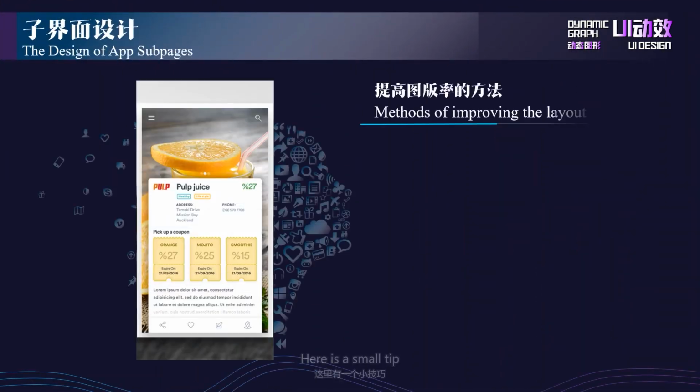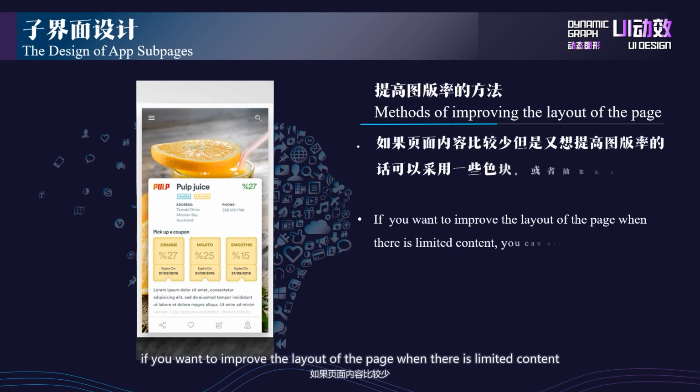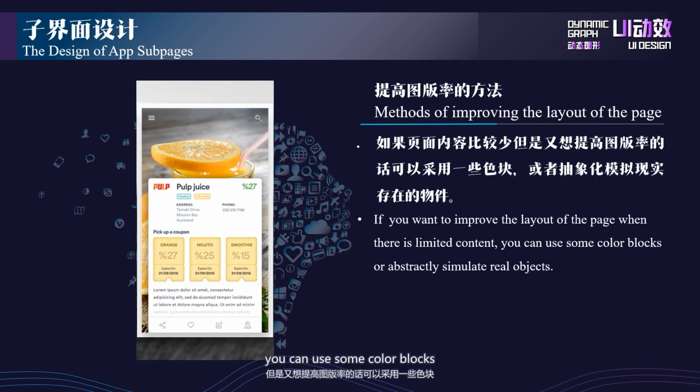Here is a small tip. If you want to improve the layout of the page when there is limited content, you can use some color blocks or abstractly simulate real objects, such as movie tickets, book pages, coupons, or notes, to make the interface more user-friendly and reduce the feeling of emptiness. This method can change the visual perception of the page, mainly by altering the color tones and textures, but it cannot change the proportion of reading content. So this aspect should be noted.